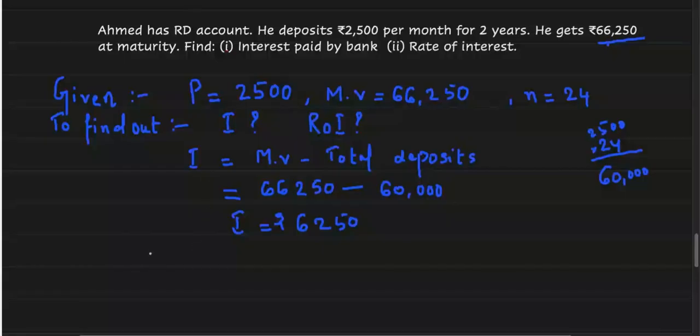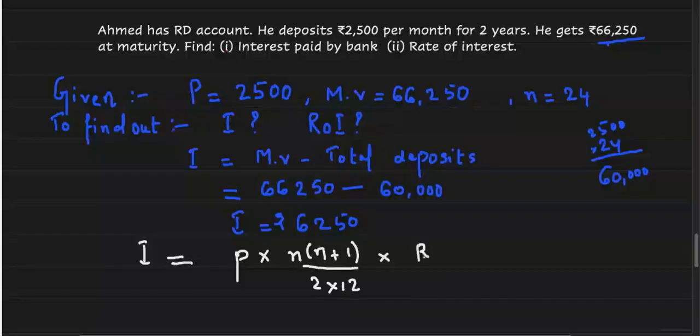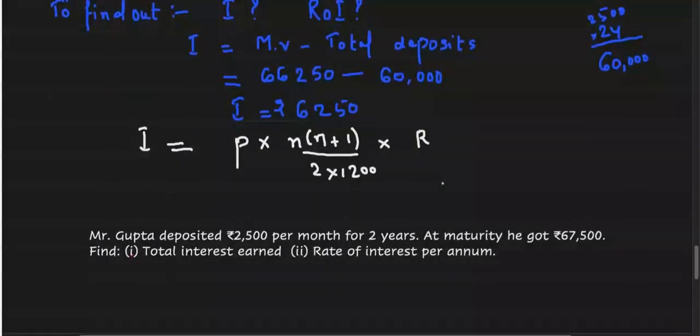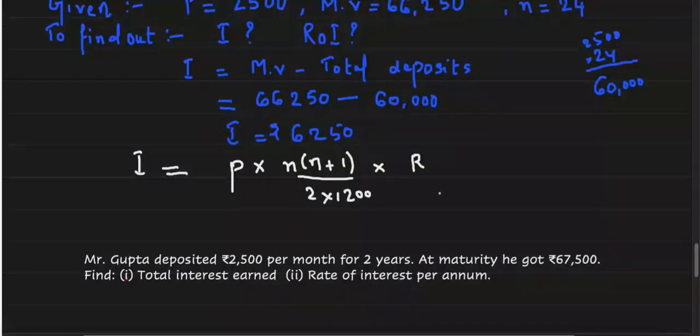The same formula which we have derived, that is interest equals P multiplied by n into n plus 1 divided by 2 into 12, multiplied by r by 100, or you can write 2 into 1200 here multiplied by r. This is the formula.